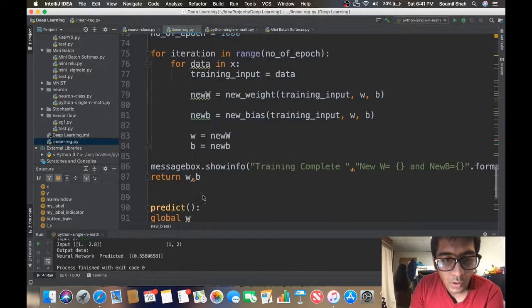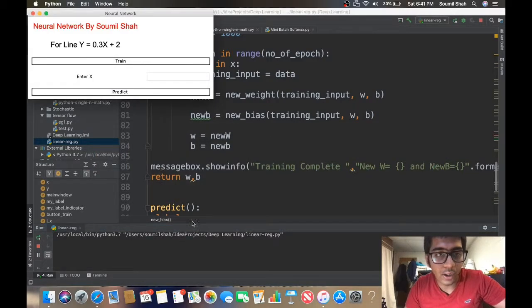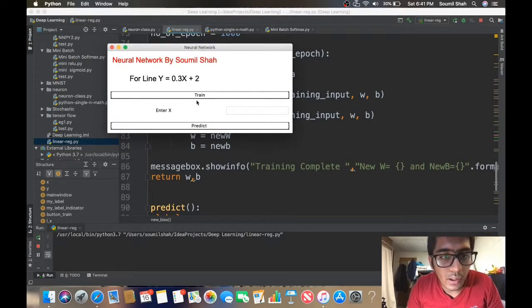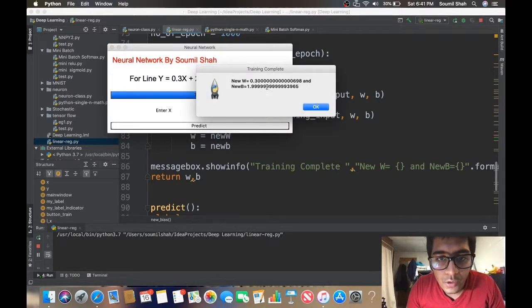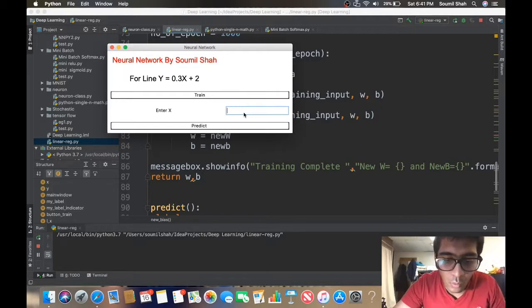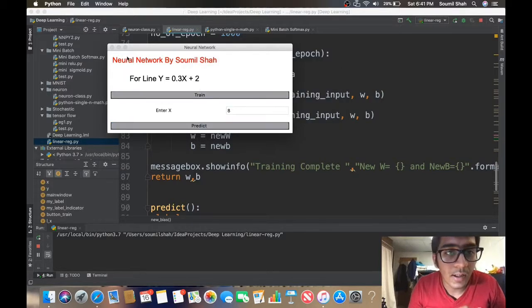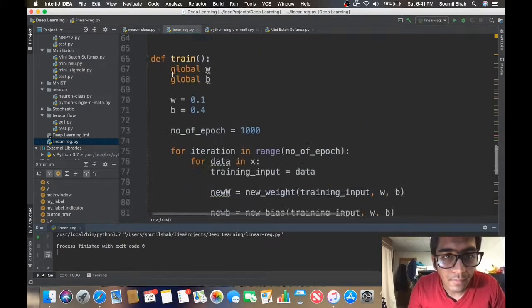So if I run this code, there should be a UI basically. In order to show you how it works, if I say train, you see y equals 0.3x plus 2. It has come up with the weight and biases. If I ask, when x is 8, what would be the y? It will predict. It says 4.39, and that's right. If you calculate the equations, this is just an example.